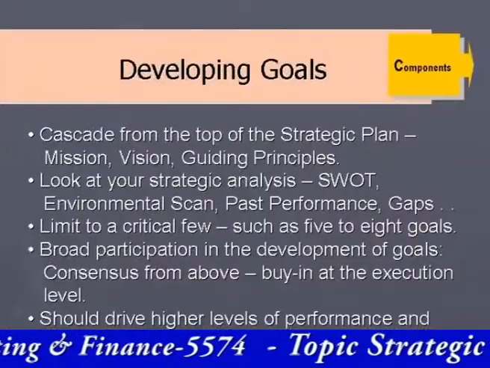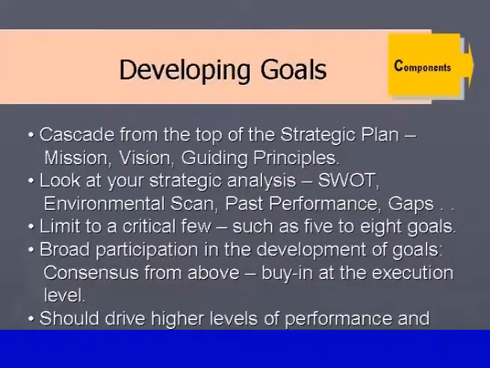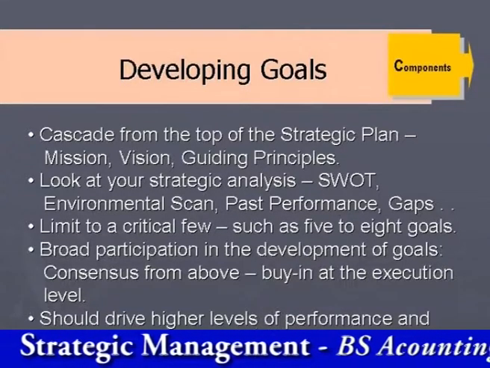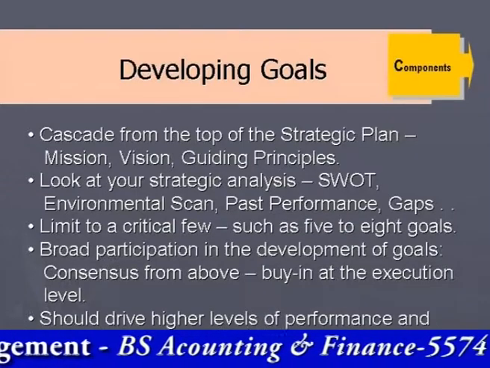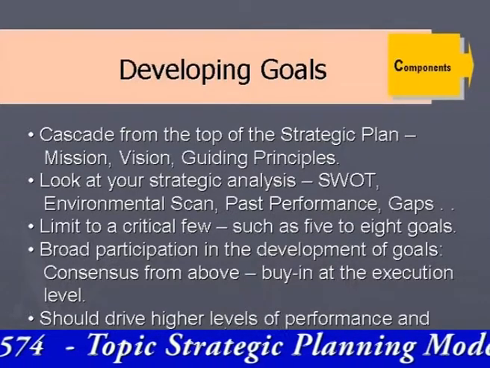Limit to a critical few, such as 5 to 8 goals. You don't make so many goals that they become uncontrollable. So you make 5 to 8 goals. That's a good number where we can do it. Broad perception in the development of goals. Consensus from above. Buy-in at the execution level, which should drive higher levels of performance and close a critical performance gap.